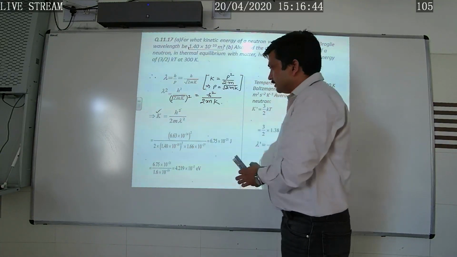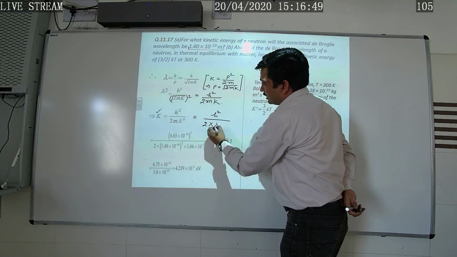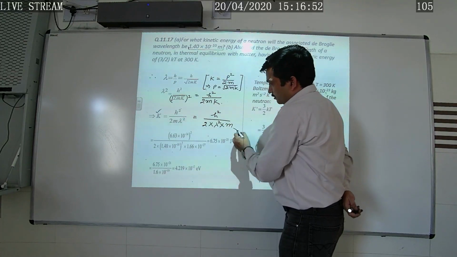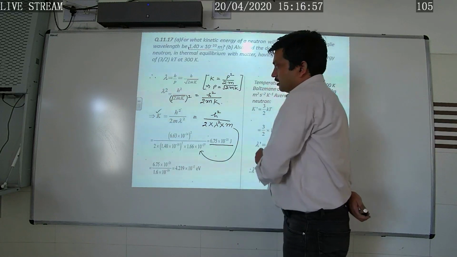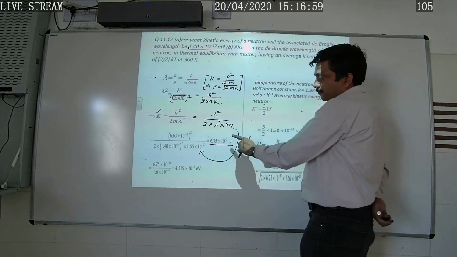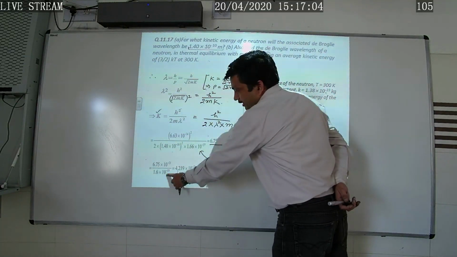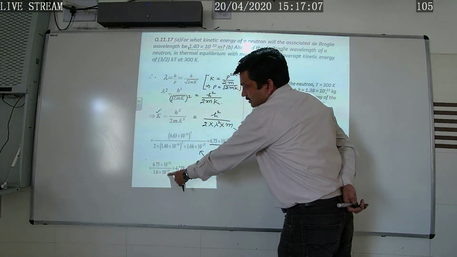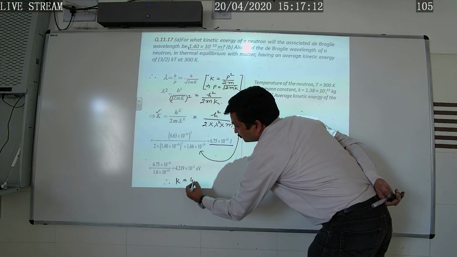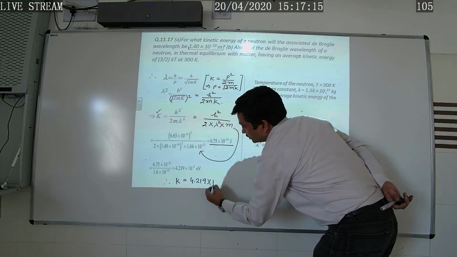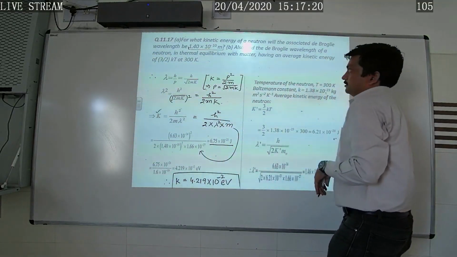So calculating it in the formula, they have substituted the values of lambda square into m. This is the value of the mass of the neutron. Lambda is already given. So we got the kinetic energy in terms of joule. Now in order to convert it into electron volt, what will we do? We will divide it by 1.6 into 10 to the minus 19. So we got the required answer, that is 4.219 into 10 to the power minus 2 electron volts.